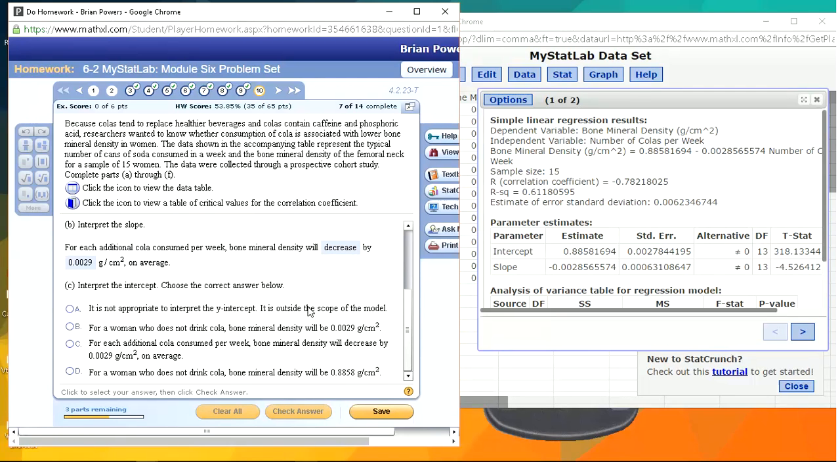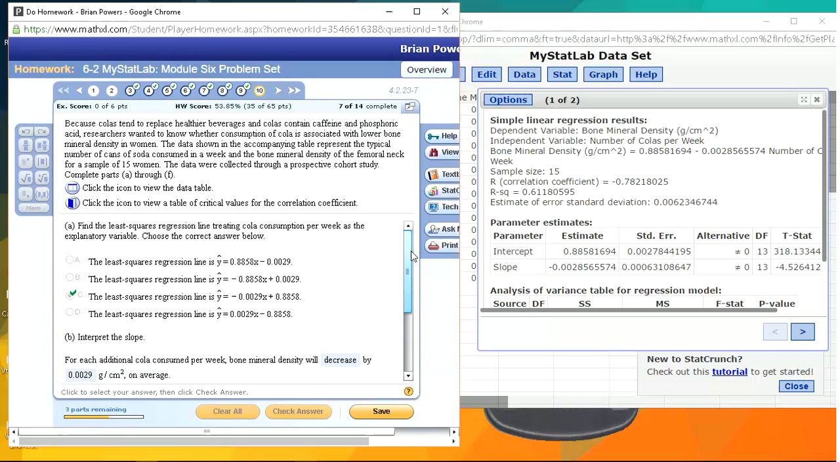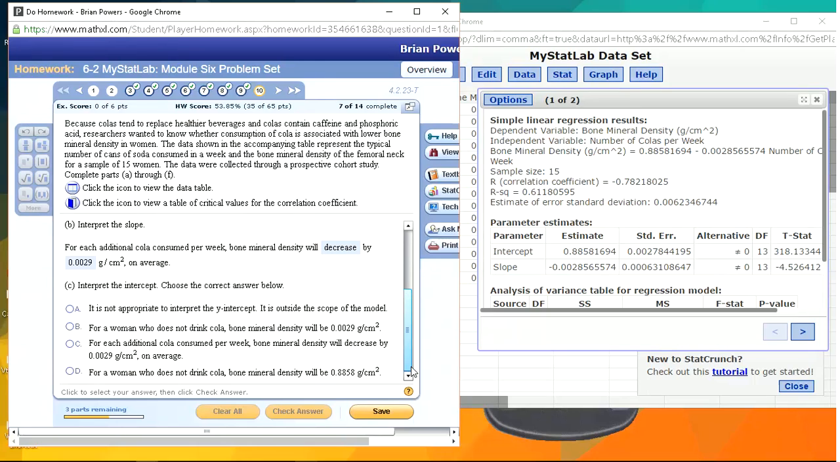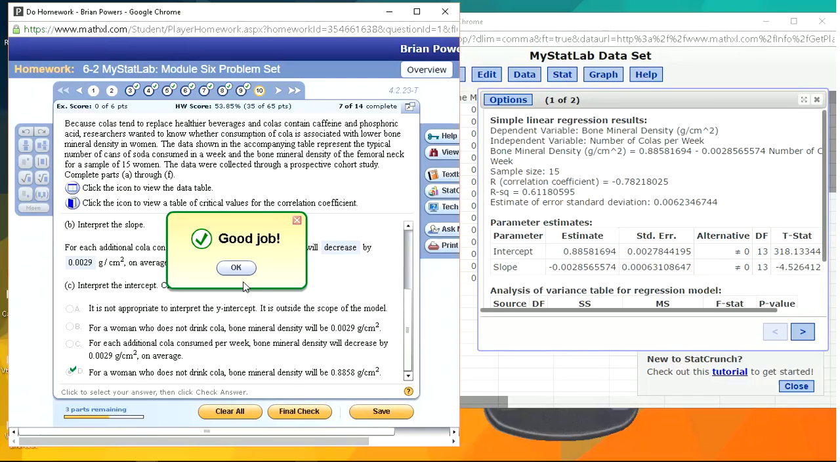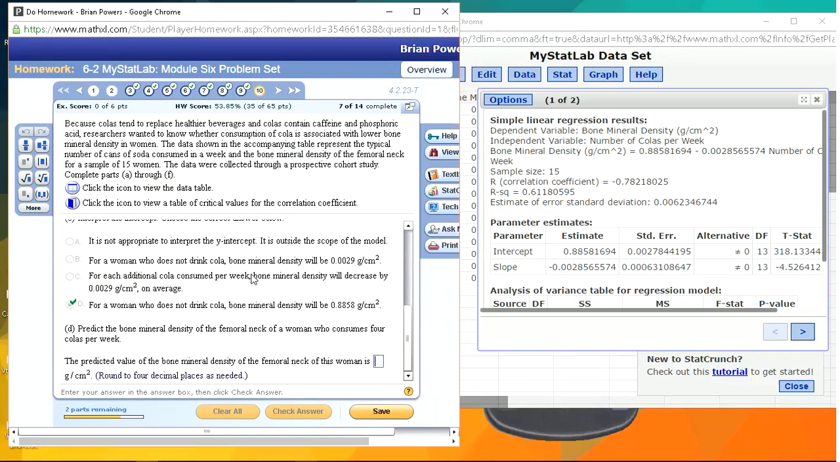Okay. The intercept. Does the intercept have meaning? Well, the meaning of the intercept would be for a person who consumes 0 cans of soda per week. Does that make any sense? Sure, why not? Some people don't drink any soda, so the intercept would be for a woman who does not drink cola. The intercept is here. Okay.